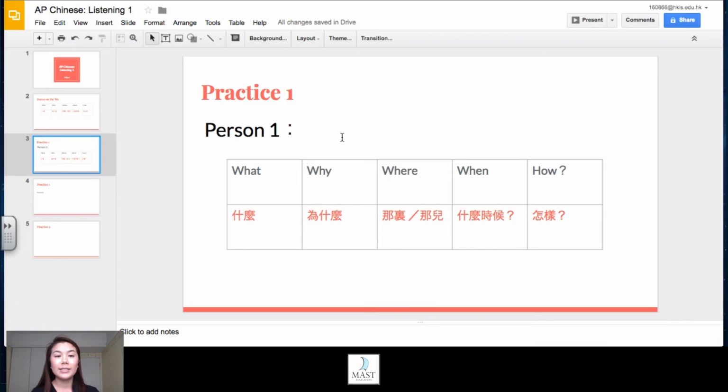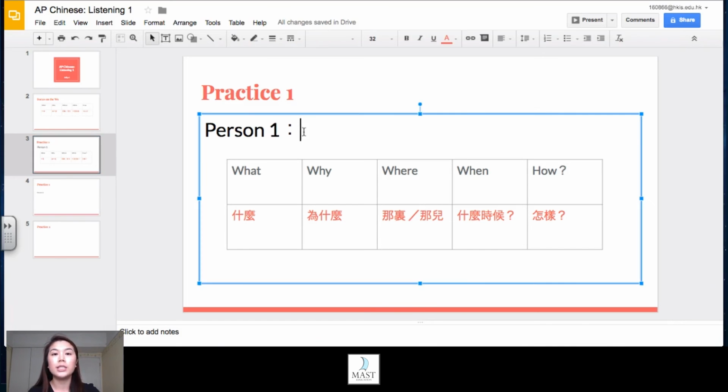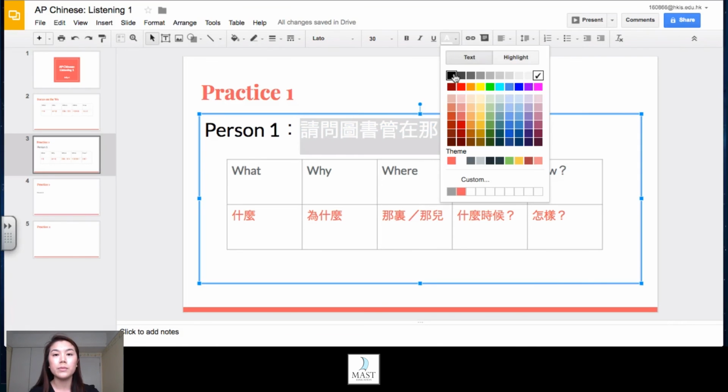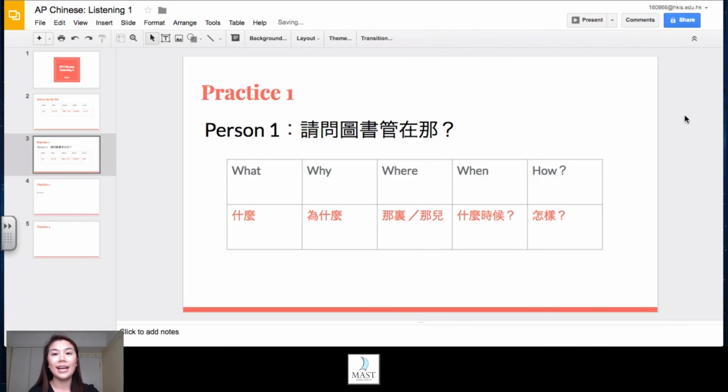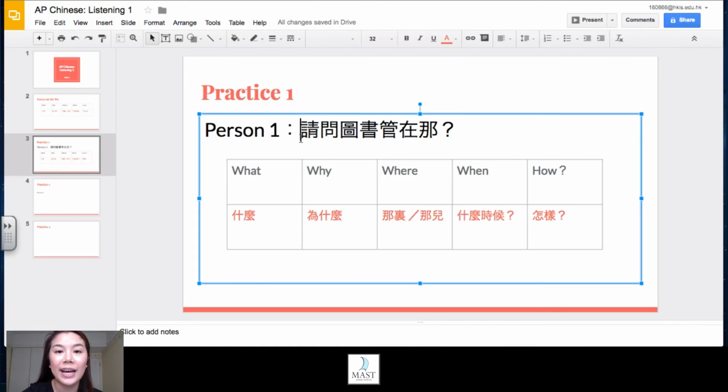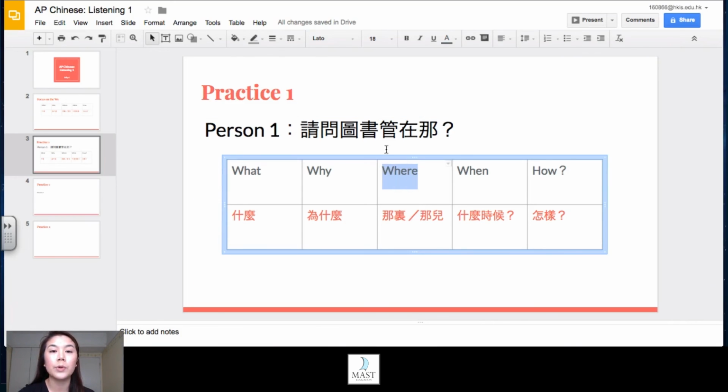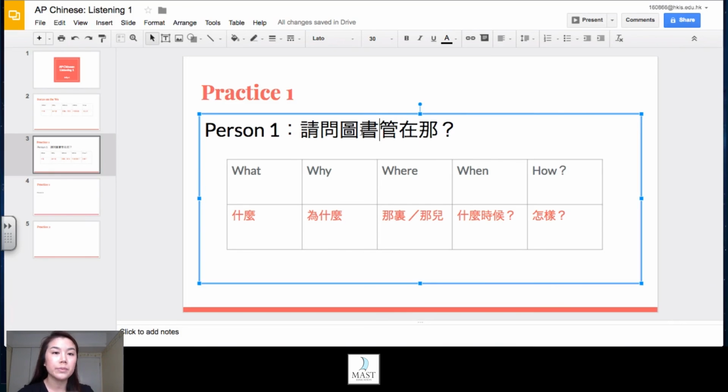Do you hear that? So now I have the question here for you. You won't have this in the actual exam, but since this is more of a beginner level, I have it here for you. It says, where is the library? And then you would get out your table and see which one it matches. And quite easily, you'll be able to see it matches with this one. So this question is asking where the library is. And then for your answer, you should look for something that answers a where question.